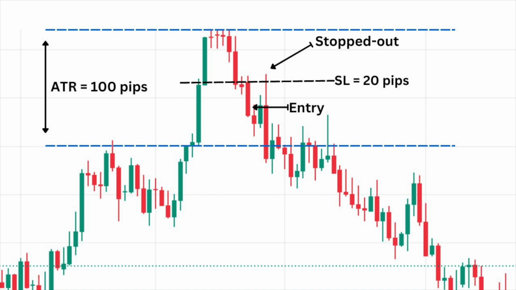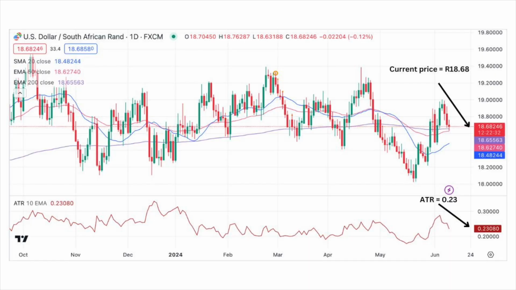A common approach is to set your stop loss at a multiplier of the ATR away from your entry point. So for example, if you're entering a long position, you might set your stop loss 1.5 times the ATR below your entry price. As you can see on the USD ZAR chart, the price is 18.68 Rand to the dollar with an average true range of around 23 cents or 0.23. This means that the average true range over the last 10 days is around 23 cents.